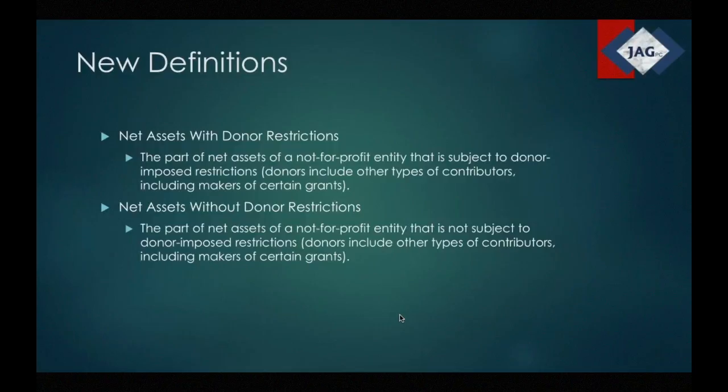The new definition of net assets without donor restriction is the part of net assets of a not-for-profit entity that is not subject to donor-imposed restrictions. Donors include, again, other types of contributors, including makers of certain grants. They put that in there for emphasis. So those are the two definitions that we're working with, which actually really simplifies it.